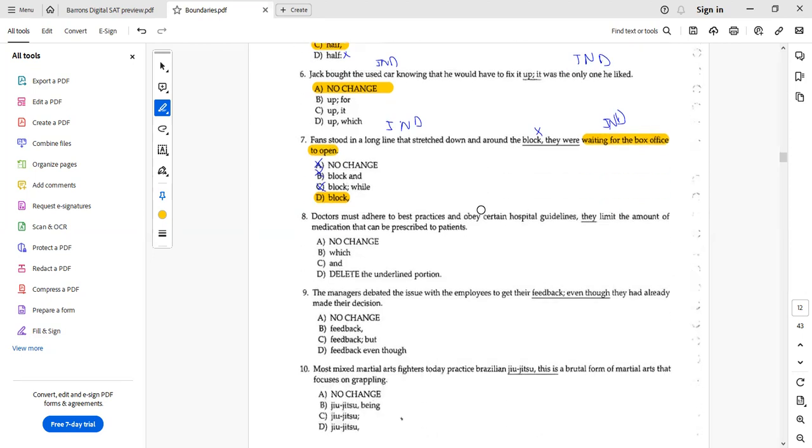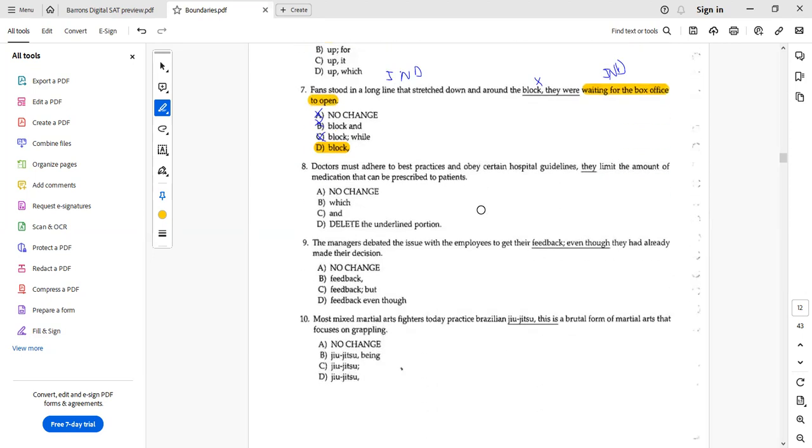Okay. Okay, miss. Number 8, 9, 10. Dalal, take care. 8, 9, 10. Analyze each one of them.